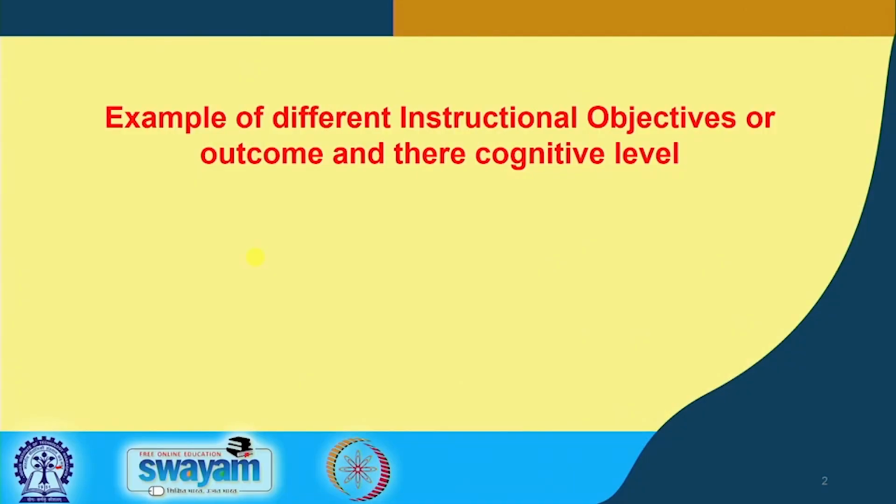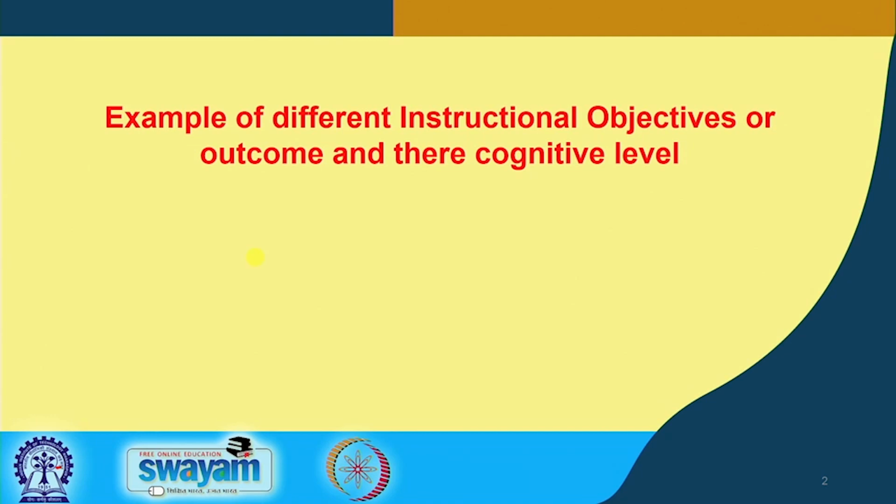Okay. So, if you see this video, you will learn how to identify the condition component, criteria component and performance component of a given outcome or instructional objective, and also how to identify the cognitive level, how to identify the action verbs, all those things.